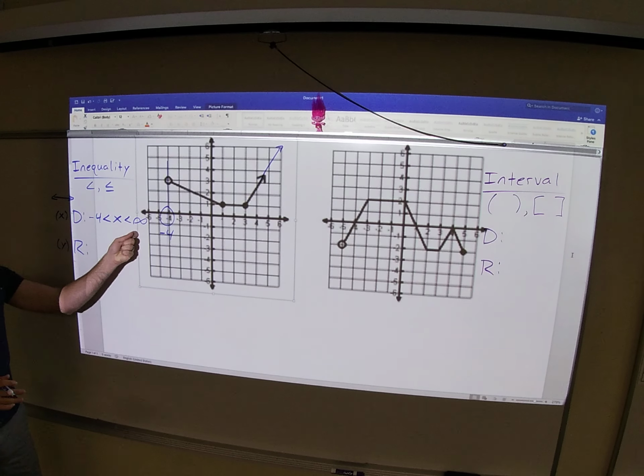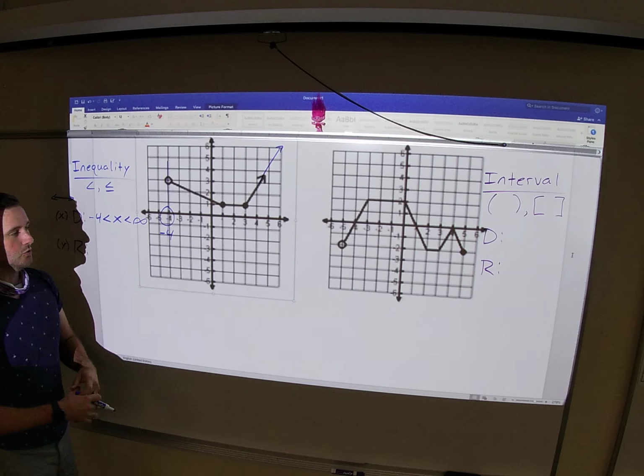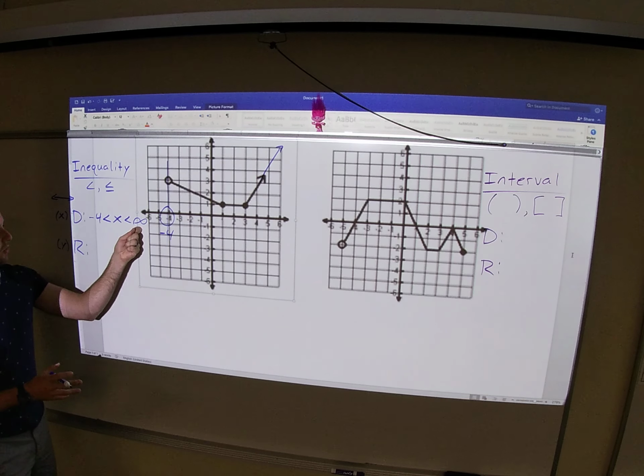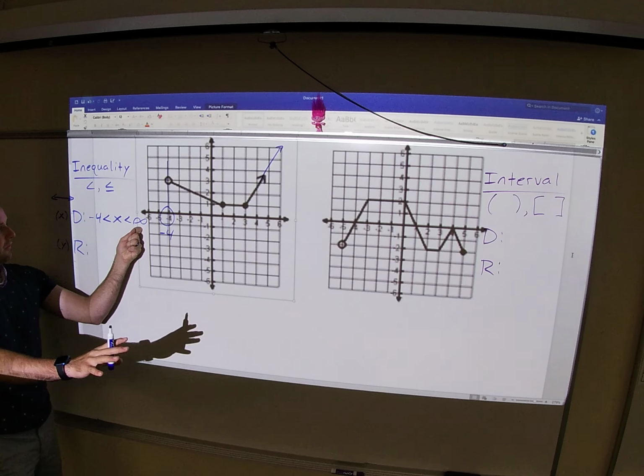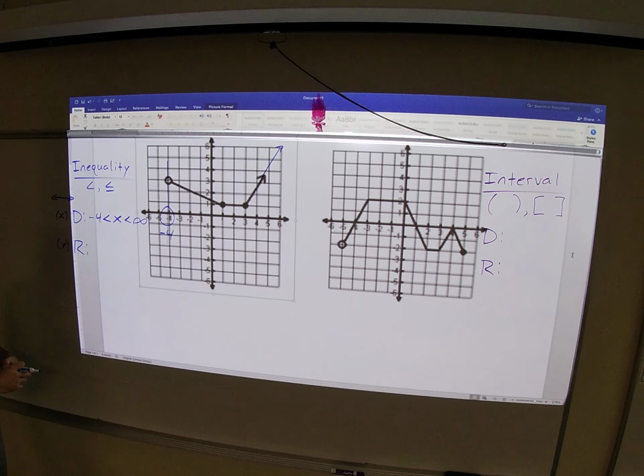Now, this is not a point that I can just go and plot. If I said, hey, go ahead and plot me the point infinity, you wouldn't be able to do it. So because it's more of a concept, an idea that goes on forever, we're going to just use the less than symbol and not put the equal to sign there.